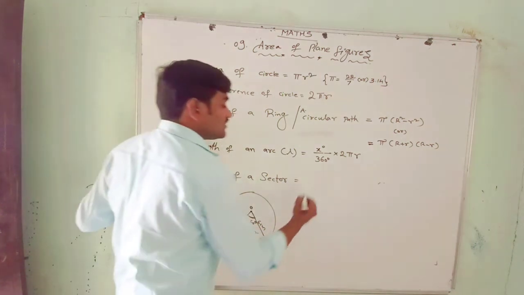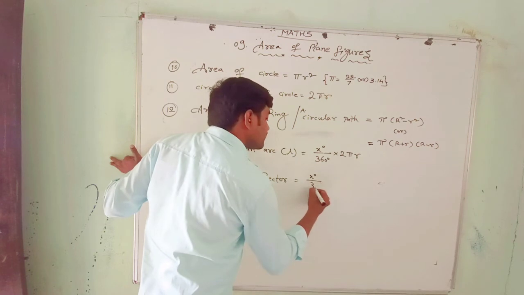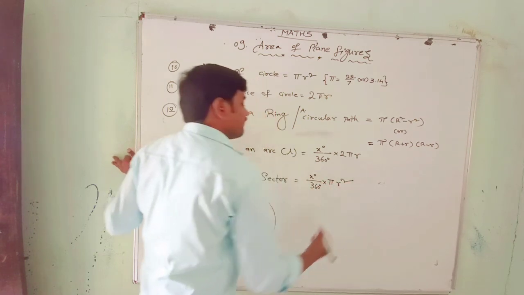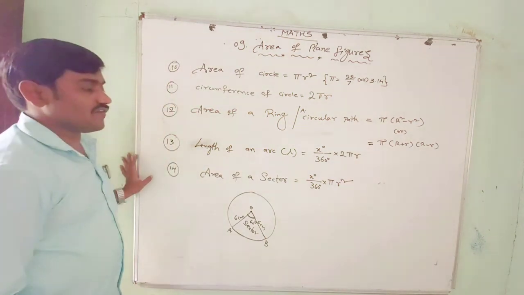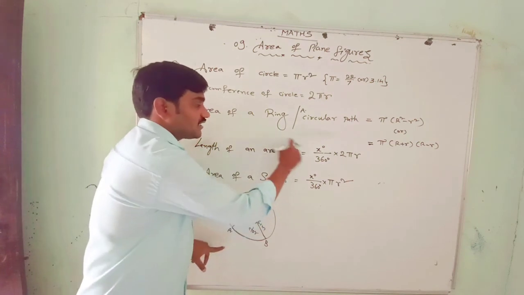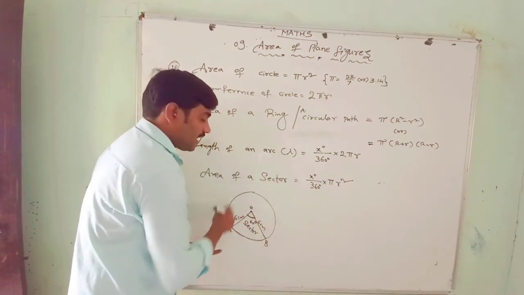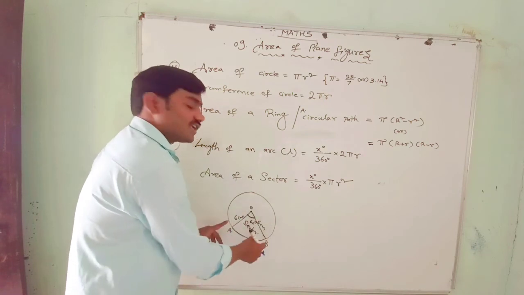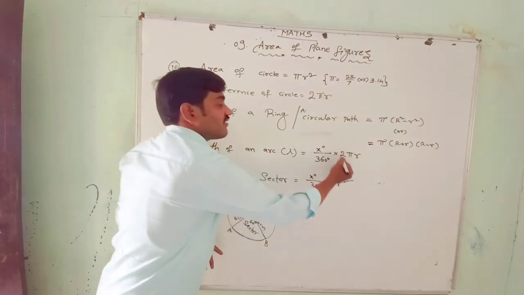The area of a sector formula is x degrees by 360 degrees into pi r square. This is the formula. Here, the length of an arc is nothing but a part of the circumference of a circle. The circumference of a circle formula is 2 pi r.